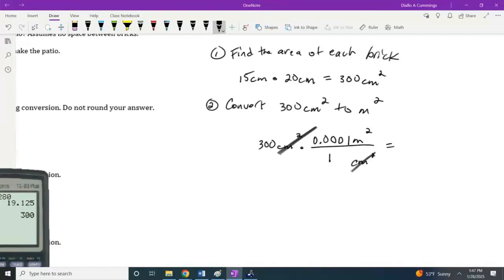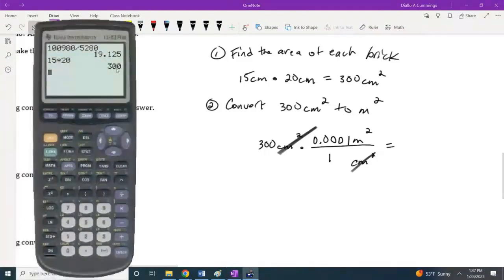So then my centimeter square is going to cancel. And if I multiply 300 times 0.0001, we get 0.03 square meters. So the area of a brick is going to be 0.03 square meters.